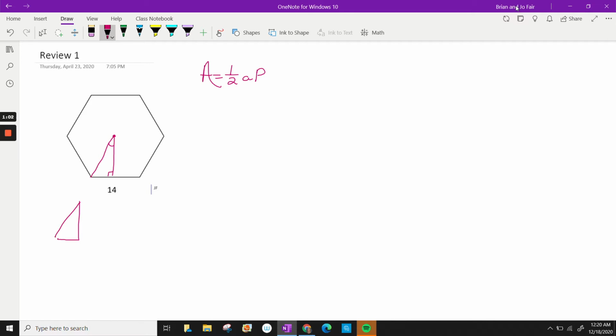It's up to you. But what I know is that since this whole side here is 14, then this little short leg would be 7. This piece right here would be 7. Now what I really want is the apothem, which is this long leg. And from our 30, 60, 90s, if the short leg is 7, then the long leg is 7√3. That happens to be the apothem then, 7√3.